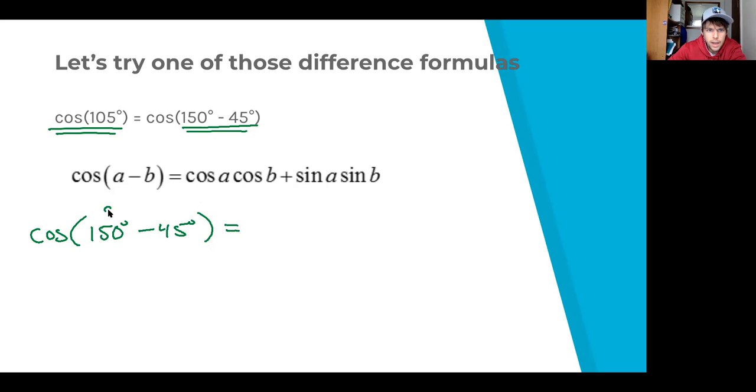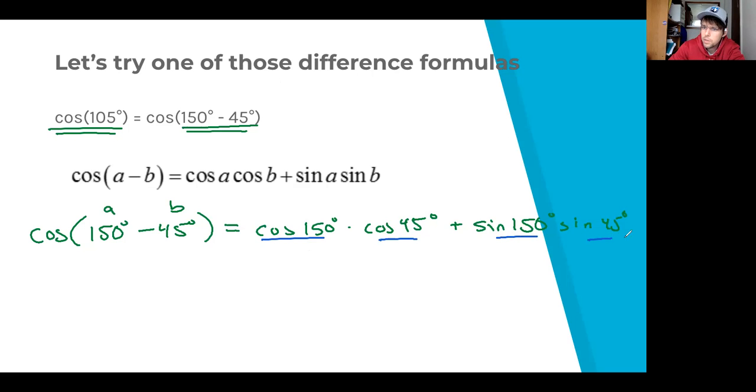Okay, so our A is 150, our B is 45. Cosine A, cosine B. So it's going to be cosine of 150 times cosine of 45. And added together with that, sine A, sine B. So sine of 150 times sine of 45. Again, this just becomes a situation where we need to consult our unit circle to find these particular values.